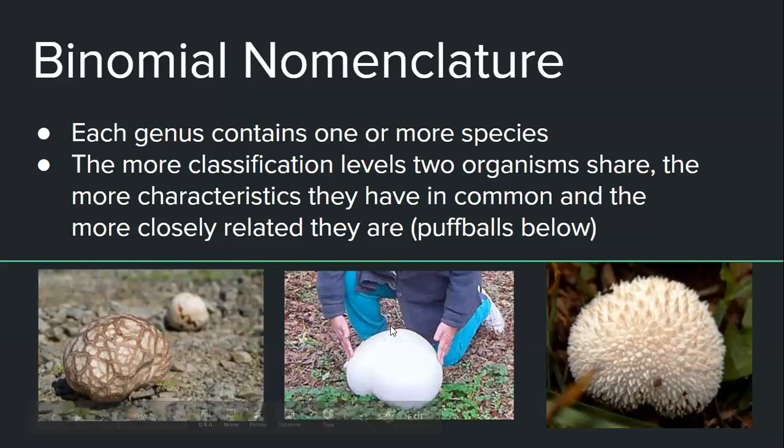Then we have this one, which is the Calvatia gigantea, which is just a giant puffball, pretty much. And then we have this one that's called Lycoperdon echinatum, that has all these little pointy things on it, but they're all puffballs. They just have different names because their characteristics are a little different.